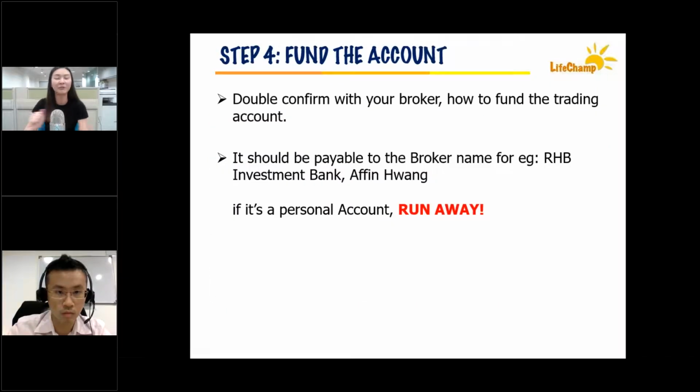Okay. Step 4. Once you have registered your online account and it is activated, you have to fund the account in order to go into a contract and start trading. So double confirm with your broker how to fund the trading account. They will give you a bank account number. Remember, it must be payable to the broker's name, like RHB Investment Bank, Affin Hwang, or CIMB. If your broker gives you an individual personal account, then you run away. It's a scam, okay? Many cases have happened before, where clients did not know, and they transferred the money to an individual instead of the broker. They do not know that we have to transfer to the company's bank account. Okay.